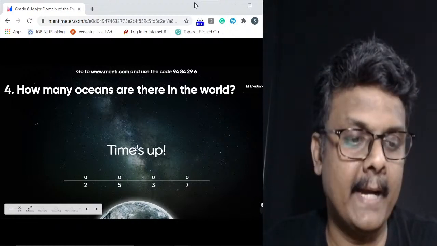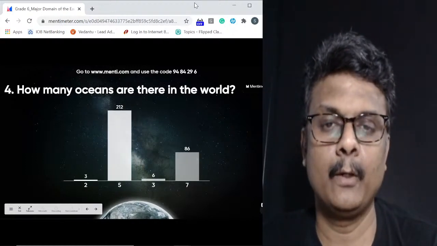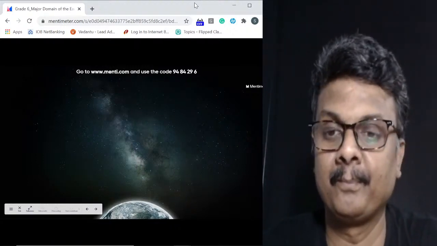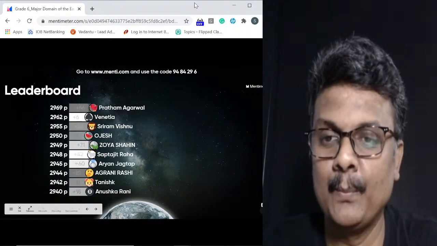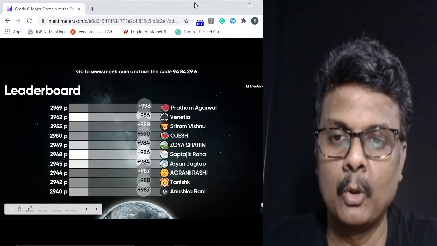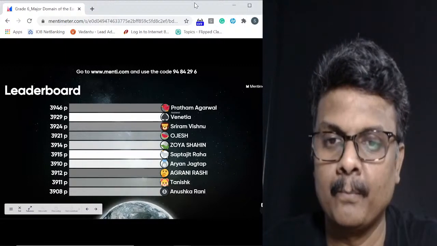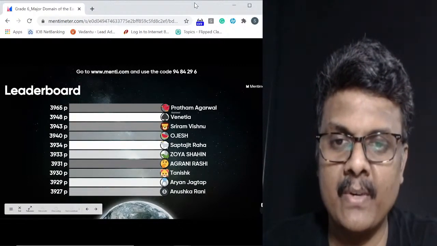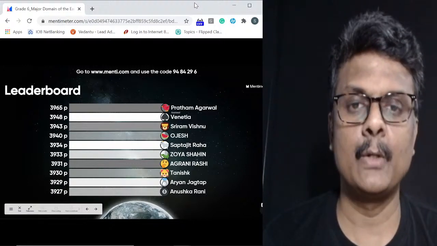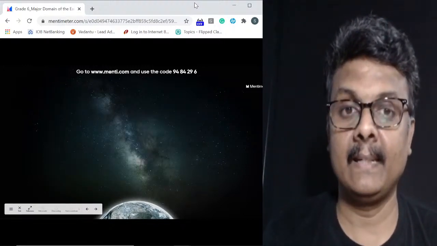Five. How many of you chose five? I don't know how people chose seven. So Pratham, wow, good lead, followed by Venetia, Sriram, Ojesh and Saptajit, Zoya, Agrani, Tanish, Karyan and Anushka. 6, 7, 8, 9, 10.